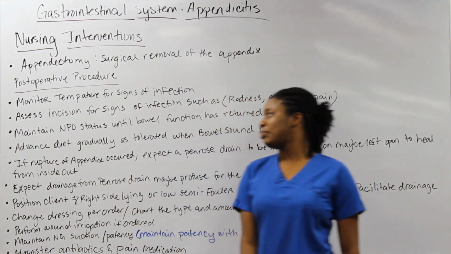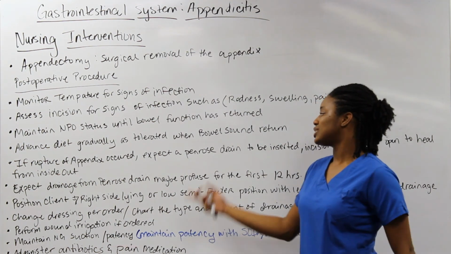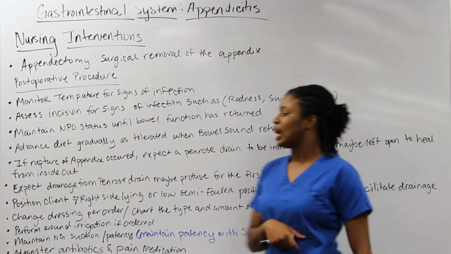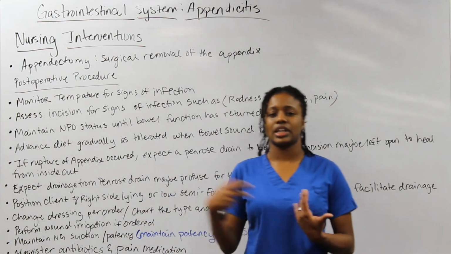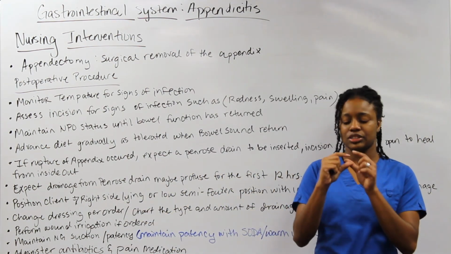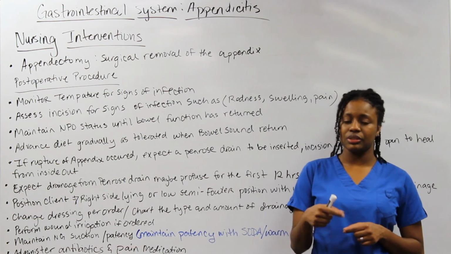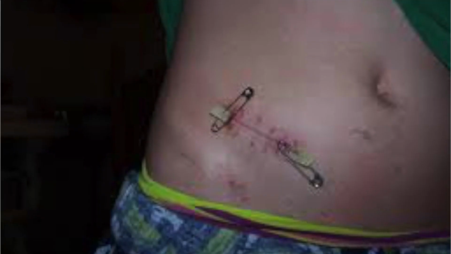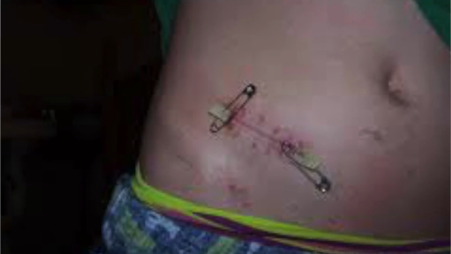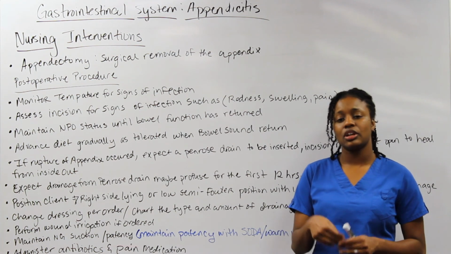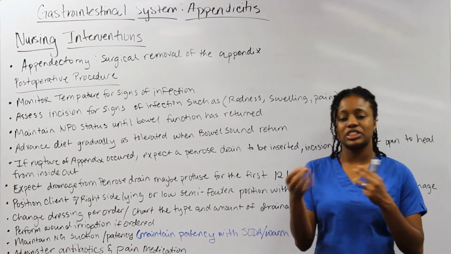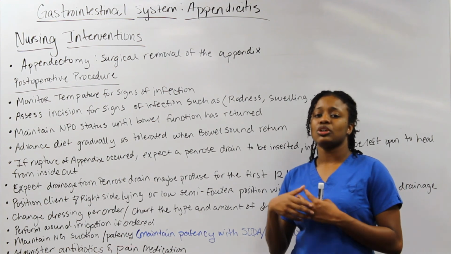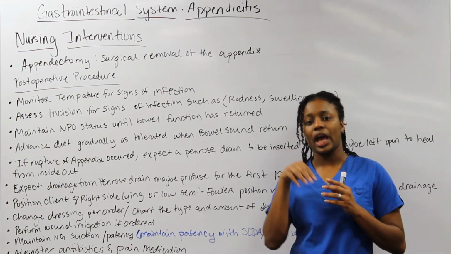Also, if there's a rupture in the appendix, you want to expect the Penrose drain to be inserted, and the incision can now heal from the inside out. The Penrose drain is pretty much like a rubber drain that comes out of the incision, and sometimes it has a safety pin on it, but it's not really connected to a bag. It's almost like a JP drain, but different because it doesn't have a bulb connected where you can put compression pressure on it, or suction. It's just a drain that sticks out and just drains.